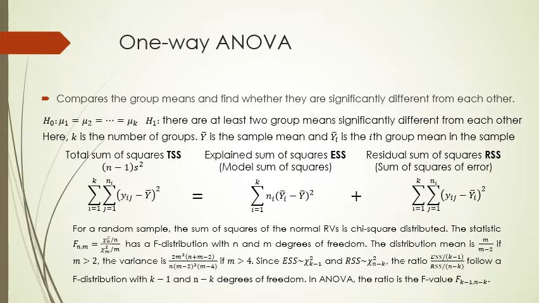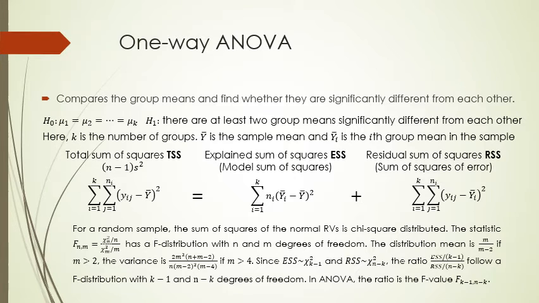Thus, the null hypothesis is all group means are equal, and the alternative hypothesis is there are at least two group means significantly different from each other. Here, K is the number of groups. The sample mean y bar corresponds to mu, and y bar i, the ith group mean in the sample, corresponds to mu i.